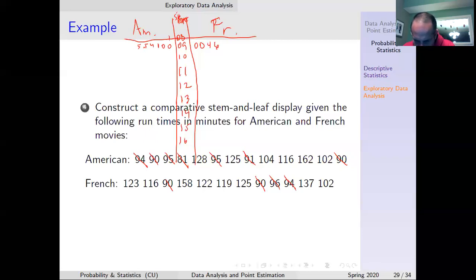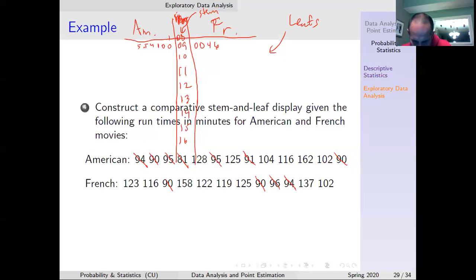I just like to count the number of things just to make sure I haven't missed anything. On the French side, I have 1, 2, 3, 4. That's exactly the number of leaves I have there. So again, these guys right here are the stems, and down here I have the leaves. So 1, 2, 3, 4 on the French side. I had one in the 80s, and I had 1, 2, 3, 4, 5, 6 in the 90s.